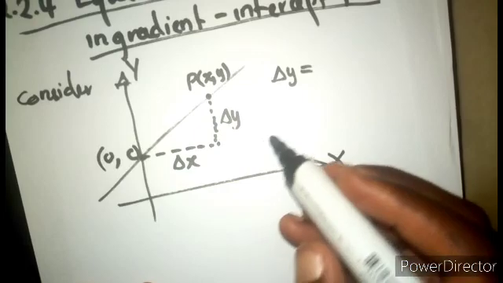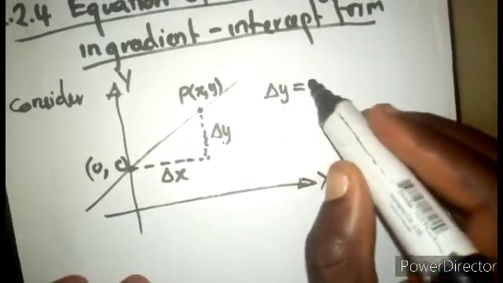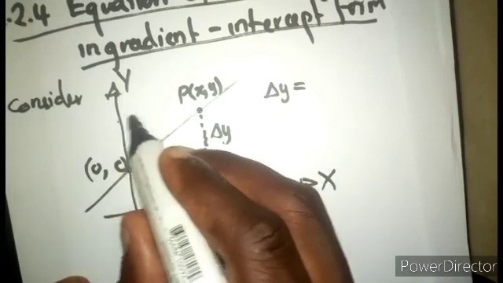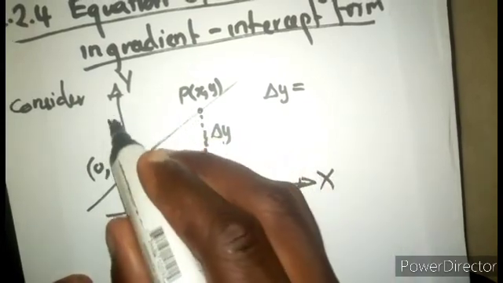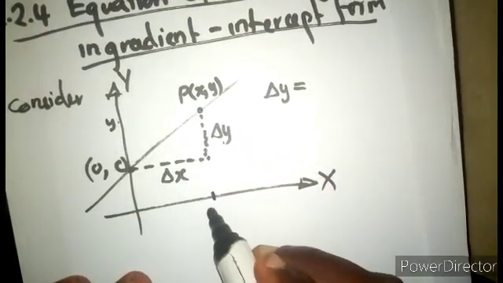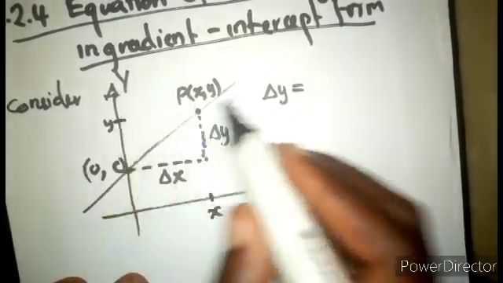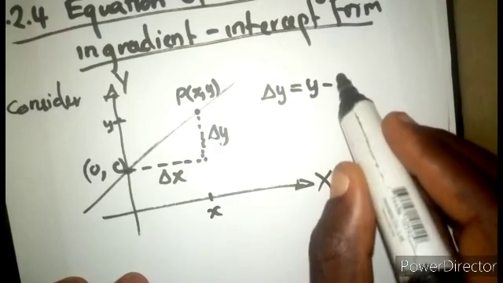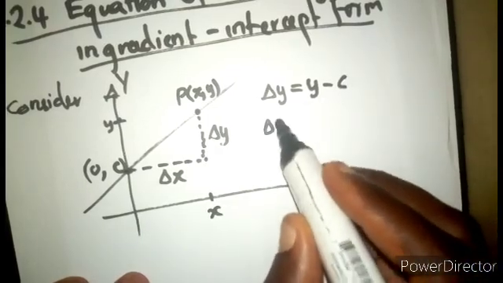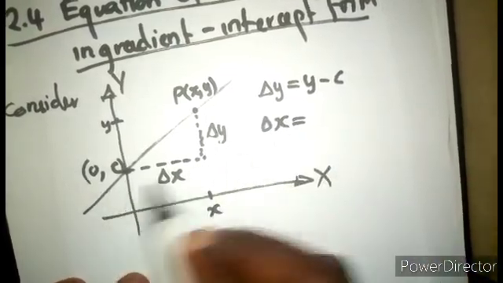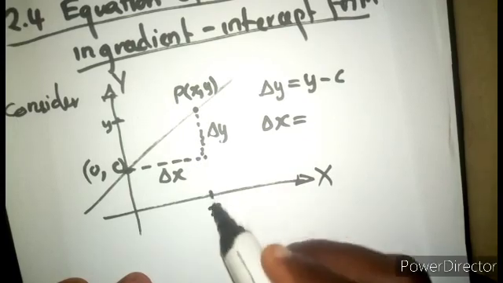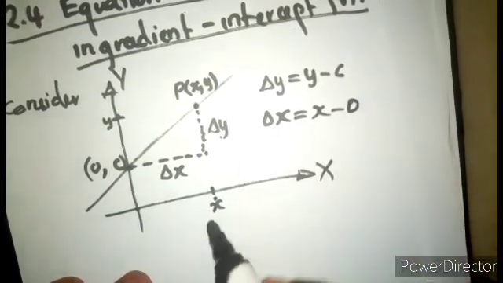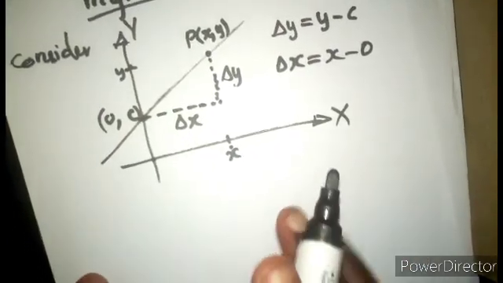So we have that the change in y would be what? At this point we have y, and at this point we have x. So we have the y value minus the point here, which is c. And the change in x will be the x value minus the origin, which is 0.